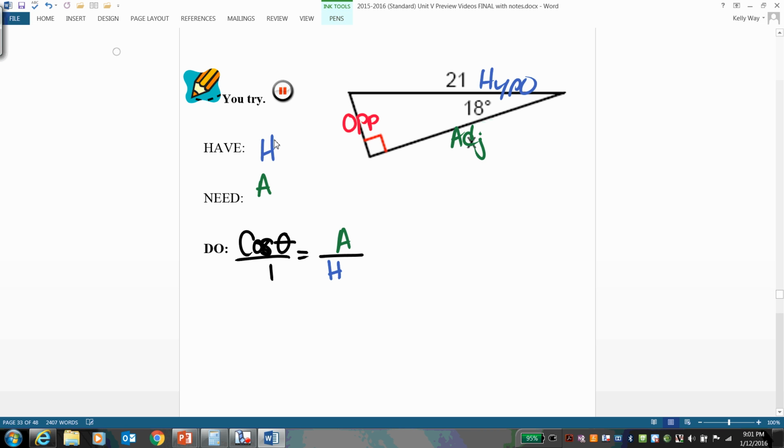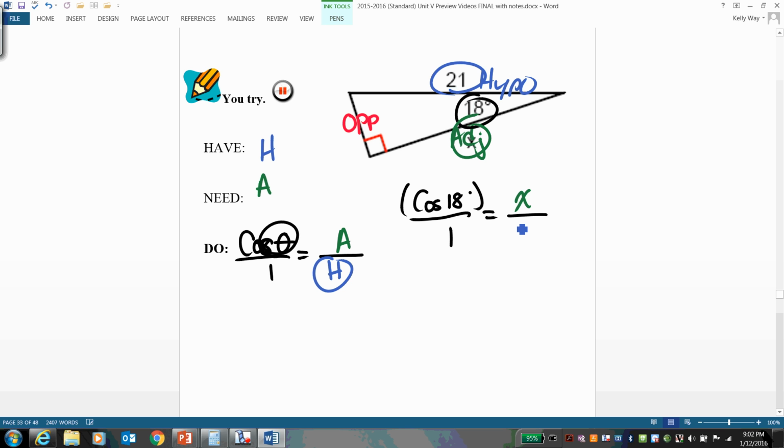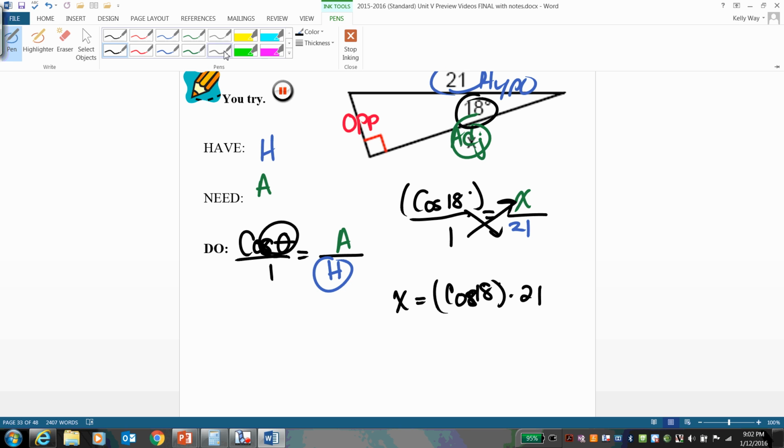Now we circle, plug, check. Cosine, theta is 18 degrees, put parentheses around that, over 1, equals our adjacent, which we circle, that's our x, over our hypo, which is 21. Do not touch your calculators until that variable is by itself. That's 1 times x, so that's just x, equals cosine 18 degrees times 21.